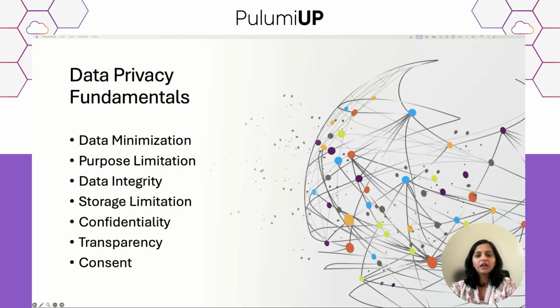Transparency is becoming increasingly important in the age of AI. Users should know how their data is being used. For instance, if a writing assistant is learning from user inputs, it should be clearly communicated. And finally, there is consent. This is about giving individuals control over their personal data. Users should have the choice to opt in or out of having their data used for AI training.